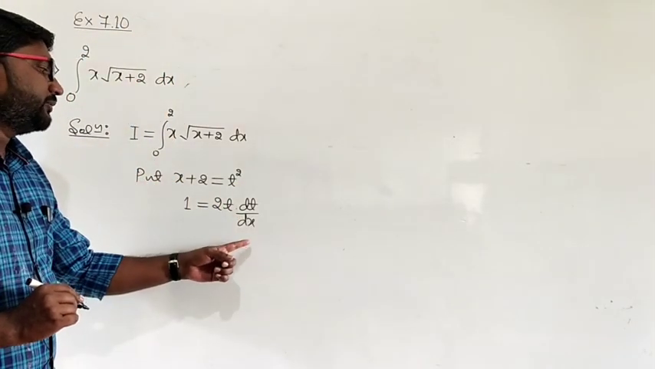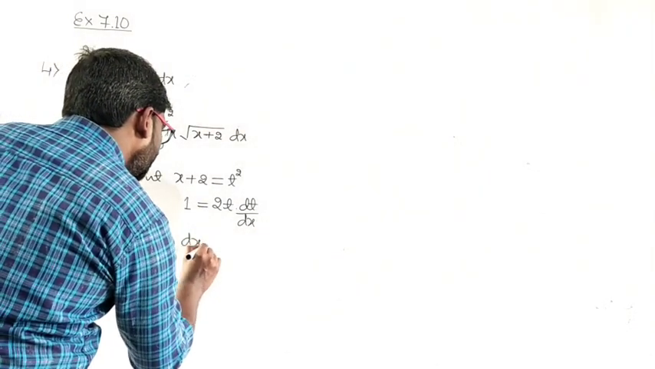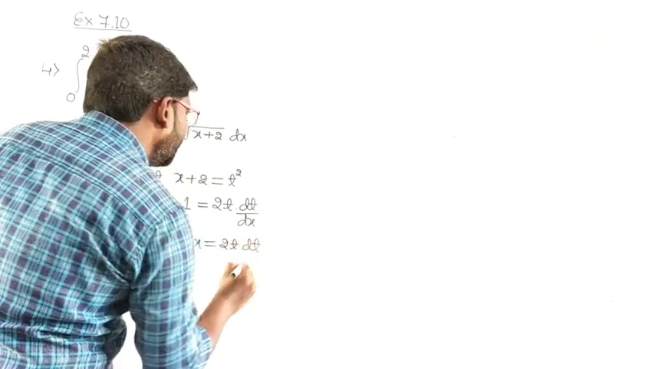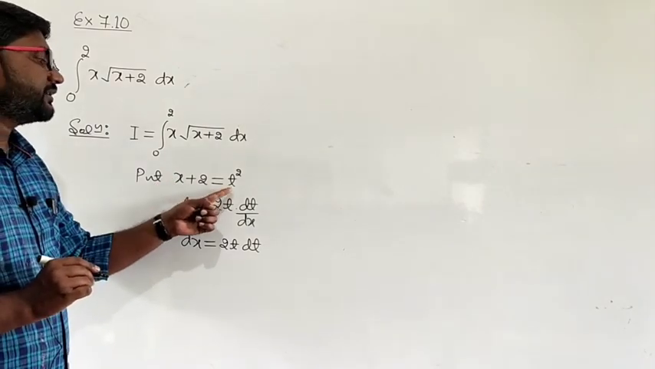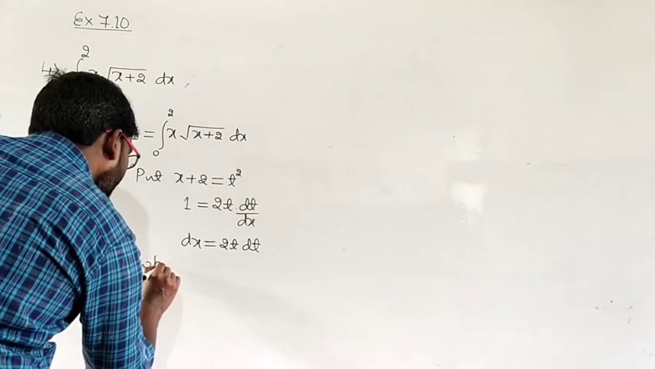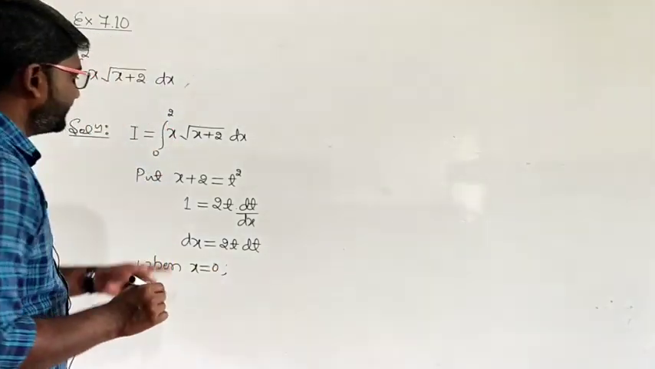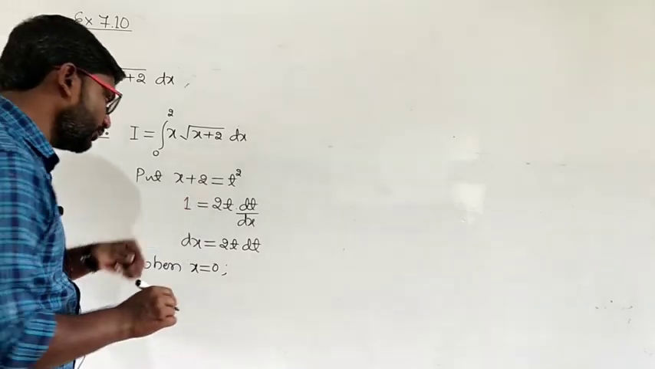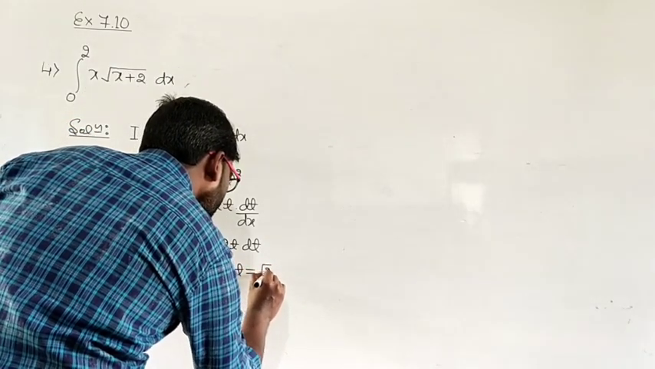Now take dx to the LHS. So dx equals 2t dt. Now we have to change the limits as well. Here the variable is in terms of t now. When x equals 0, in place of x you write 0, t square equals 2, that is t equals root 2.